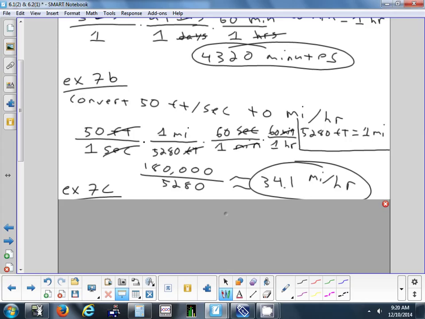Sometimes it's kind of surprising when you convert feet per second to miles per hour. If you're going just 34 miles per hour, that means you're going about 50 feet every second. That's twice the length of this room every second. So imagine if you're going 55, 60, 65 miles an hour, you're covering like 4 of this room in a second. So it's a lot of distance.